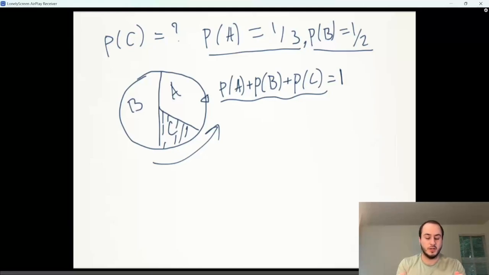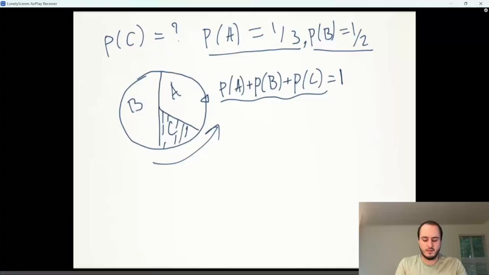So in probability, remember, it's a number that describes the likelihood of an event from 0 to 1, where 0 means the event is not happening, and 1 means it's definitely happening. So yes, since it must land somewhere, the sum of these probabilities must equal to 1. And do you have any ideas how to find P of C given that information?